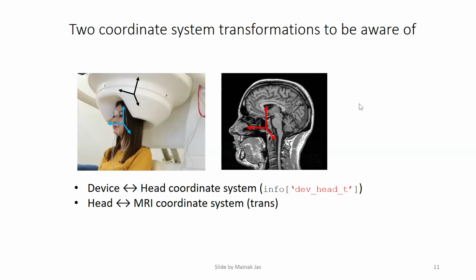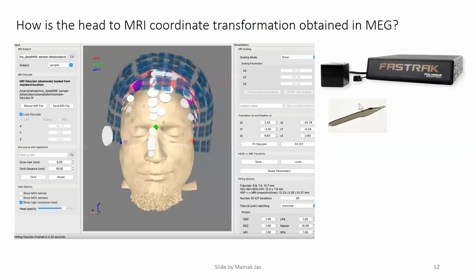Now, we already have ways of computing the device to head and head to MRI transforms by using so-called fiducials in the NeuroMag system. You have this kind of electromagnetic tracking system. What you do is during the experiment, in about 2 minutes, you're quickly digitizing these points, and then you get the transformation by aligning similar points.